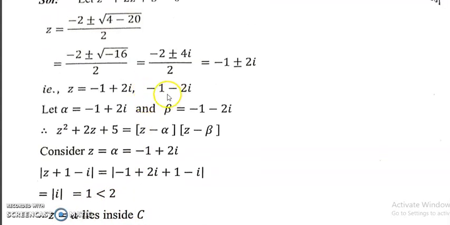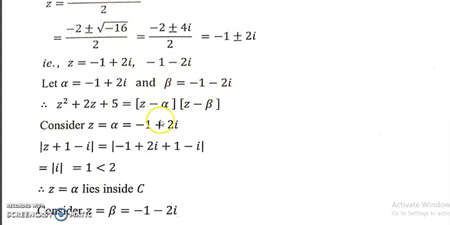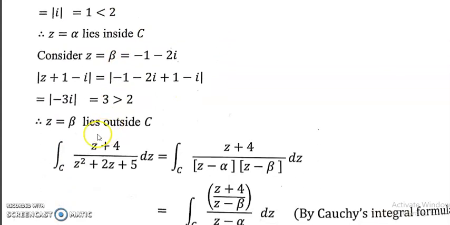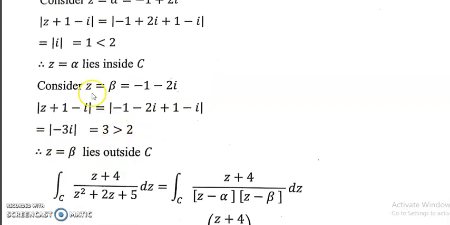Now let us take the second value, -1 - 2i, that is the beta value. z = -1 - 2i, z = beta. We substitute beta for z, -1 - 2i, and then we can calculate this. -1 and +1 will be eliminated. -2i minus i is -3i.